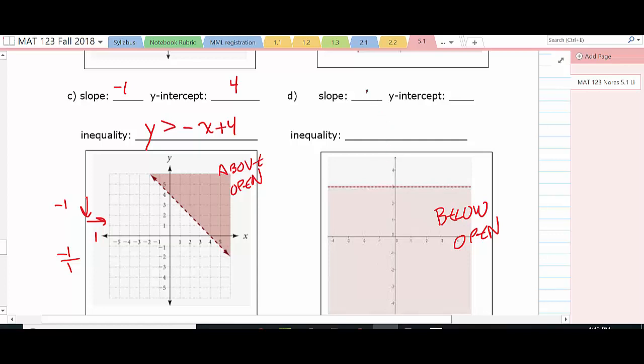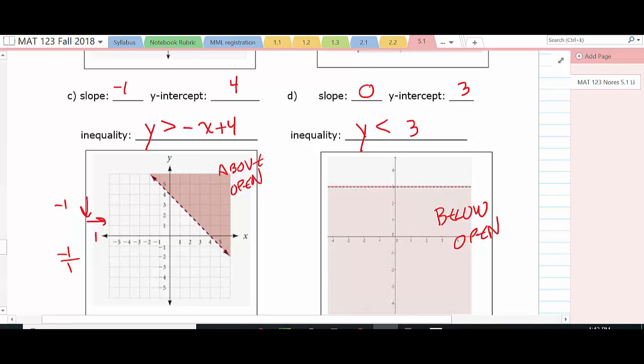Okay, we get that? Okay. All right, the next one, the slope is 0 because it's horizontal. The y-intercept looks like it's 3. So what did you put on this one? Okay, good. Y less than 3. Okay, so remember, if it's a horizontal line, it's y equals a number. And it would be open, so it's less than, since you're shading below like that.